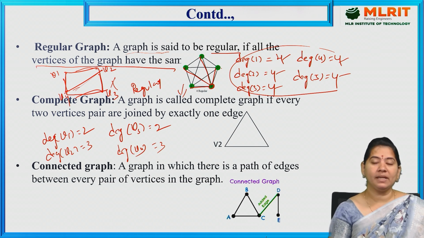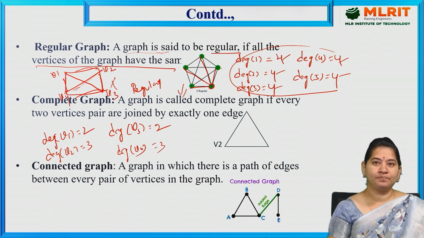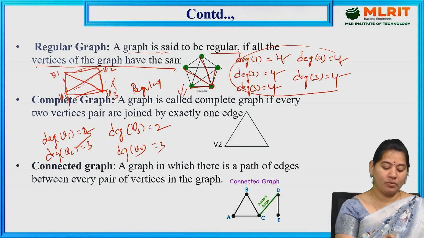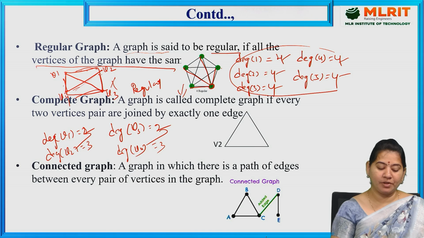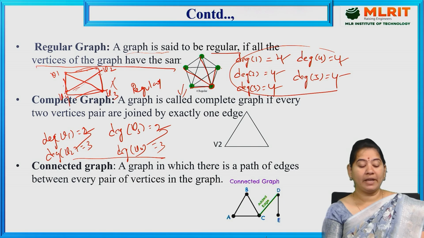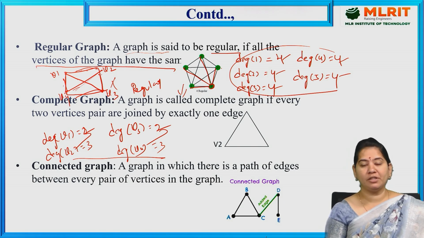But can I make it a regular graph? If I draw edges like this, then the degree of vertex V1 becomes 3, V2 is 1, 2, 3, so it is 3, V3 is 3, and V4 is 3. Now if we observe, this is a regular graph. So I can make it a regular graph by having an equal number of edges at each and every vertex.